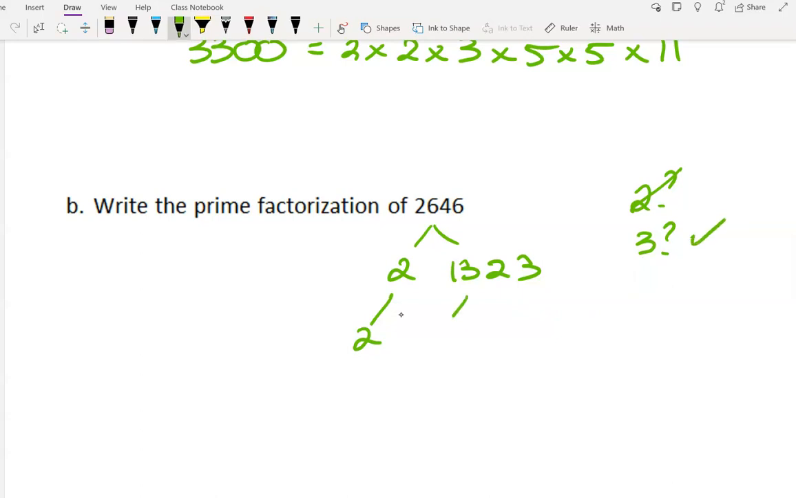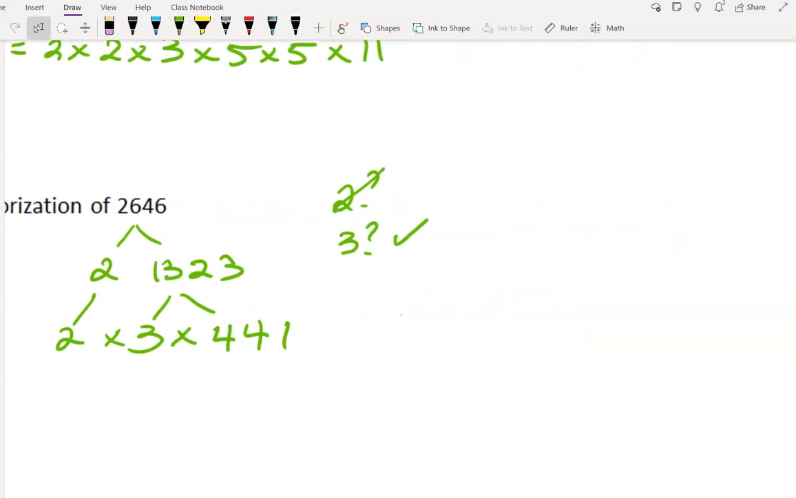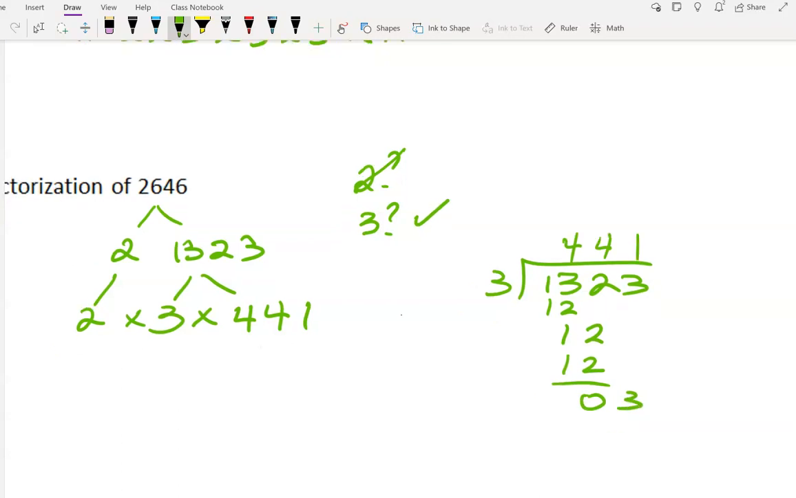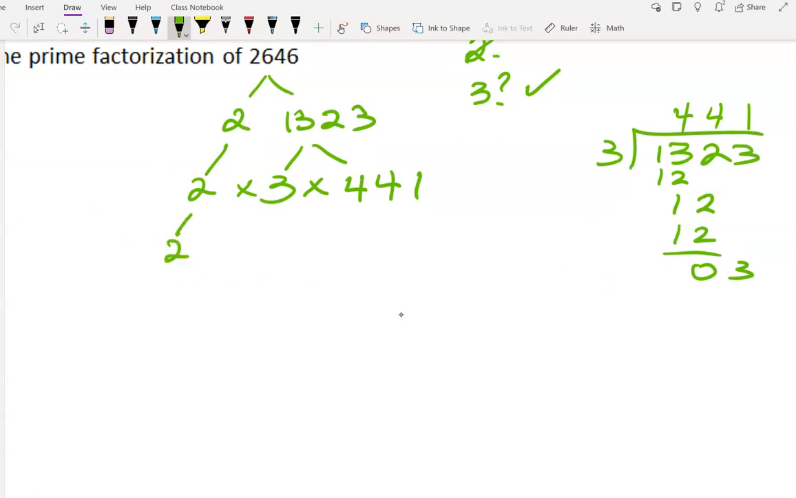Okay, so let's see how many times it goes in. 3 will go into here 441 times. And if you're saying, hey, this is hard, by the way, I should tell you right now, this test is no calculators. So how do I divide this? Well, 3 does not go into 1. It goes into 13 4 times. And then 3 goes into 12 4 times. And then 3 goes into 3 once. Okay? All right. Let's keep going.